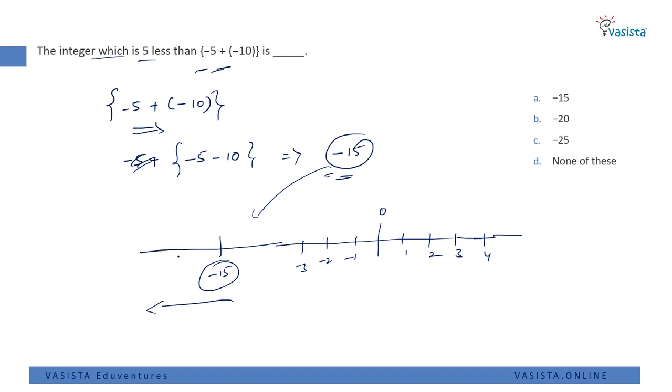So minus 15, minus 5, that is going to be minus 20. Minus 20 which is less than this. So that's what, see, 5 less than minus 15 is minus 20. Option B is the answer.